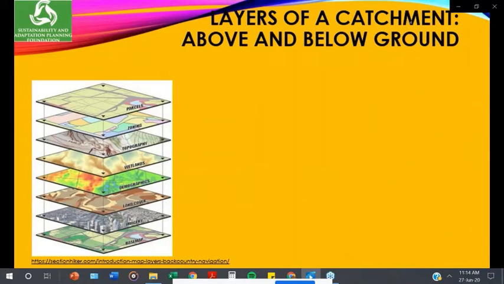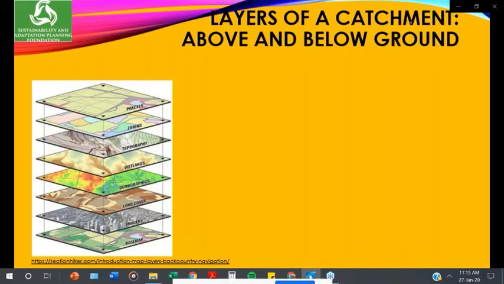So when you're planning a catchment, you need to understand that there are a lot of layers at work. There would be land use, land cover, including urban settlements. There would be hydrology, geology, topography, soil cover, soil type, forest cover, and many more layers that are at play, and they interact with each other and impact each other. And that is what you need to understand while you're planning a catchment.